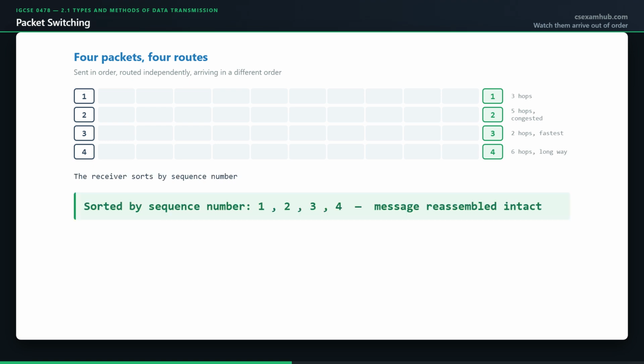Now the sequence number in each header does its job. The receiver reads them, sorts the packets back into 1, 2, 3, 4, and reassembles the original message intact. Without that number, the receiver would have a pile of data and no way to know how it fits together.